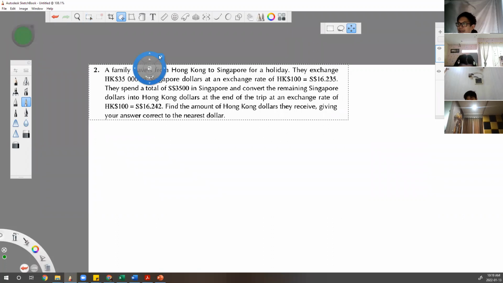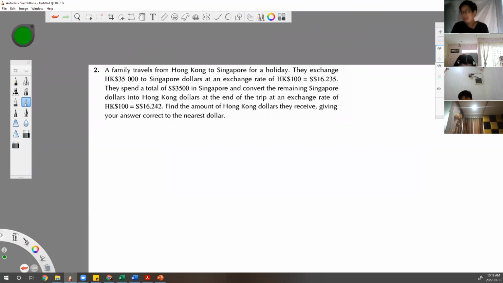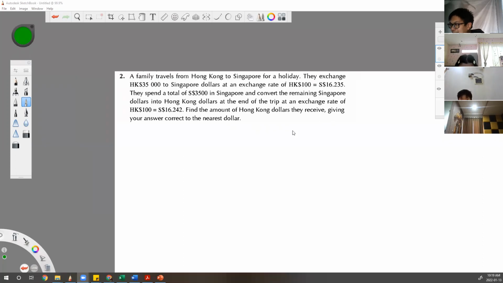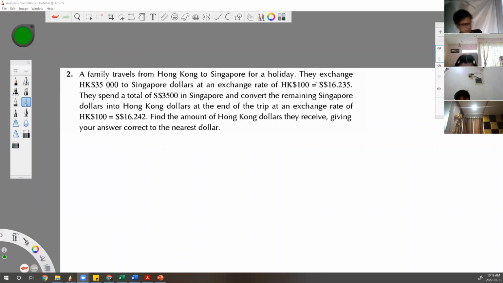A family travels from Hong Kong to Singapore for a holiday. They exchange 35,000 at an exchange rate. So the exchange rate changes, guys. Pay attention. Read the question first. I want someone to read the question properly. Whose English is fairly good here? Royce is good. Royce, please read for us out loud.